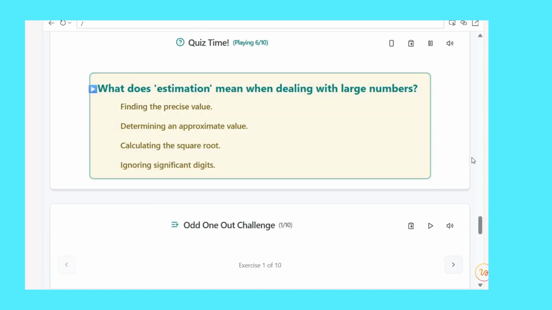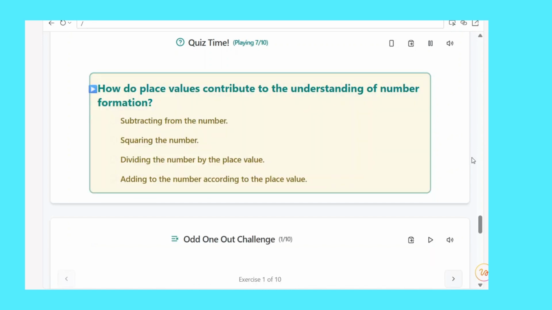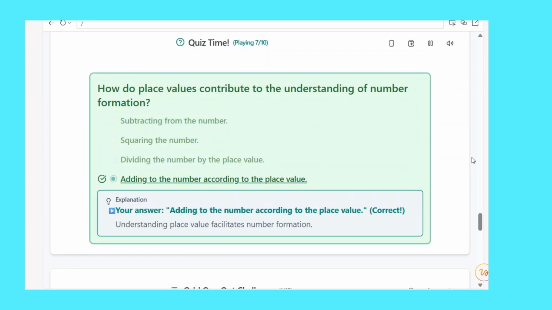What does estimation mean when dealing with large numbers? The correct answer is determining an approximate value. Explanation: estimation involves finding a value that is close to the exact answer, suitable for quick assessments. How do place values contribute to the understanding of number formation? The correct answer is adding to the number according to the place value. Explanation: understanding place value facilitates number formation.